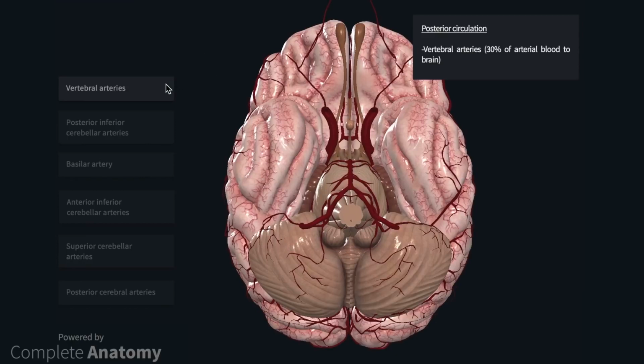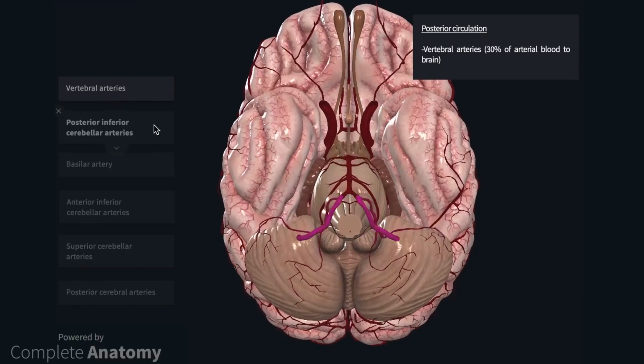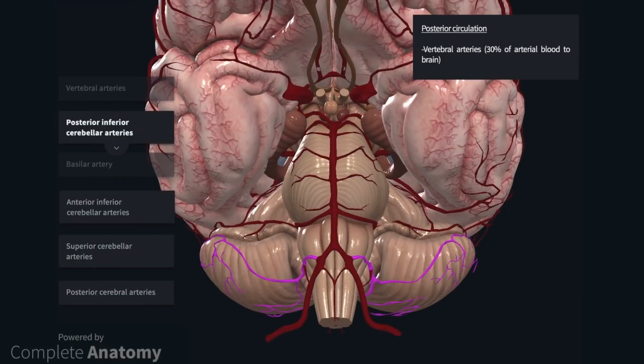The vertebral arteries and the associated branches form the posterior circulation. As the vertebral arteries pass through the foramen magnum, they give rise to the posterior inferior cerebellar arteries and the small anterior spinal artery, which we can see. The posterior inferior cerebellar arteries supply the inferior surfaces of the posterior lobe of the cerebellum. The paired posterior spinal arteries, which we can see here and here, usually arise from the posterior inferior cerebellar arteries.